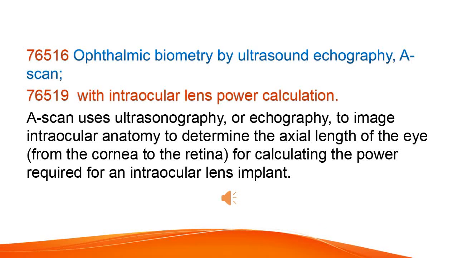Ophthalmic biometry by ultrasound echography, A-scan, with intraocular lens power calculation. A-scan uses ultrasonography, or echography, to image intraocular anatomy to determine the axial length of the eye, from the cornea to the retina, for calculating the power required for an intraocular lens implant.